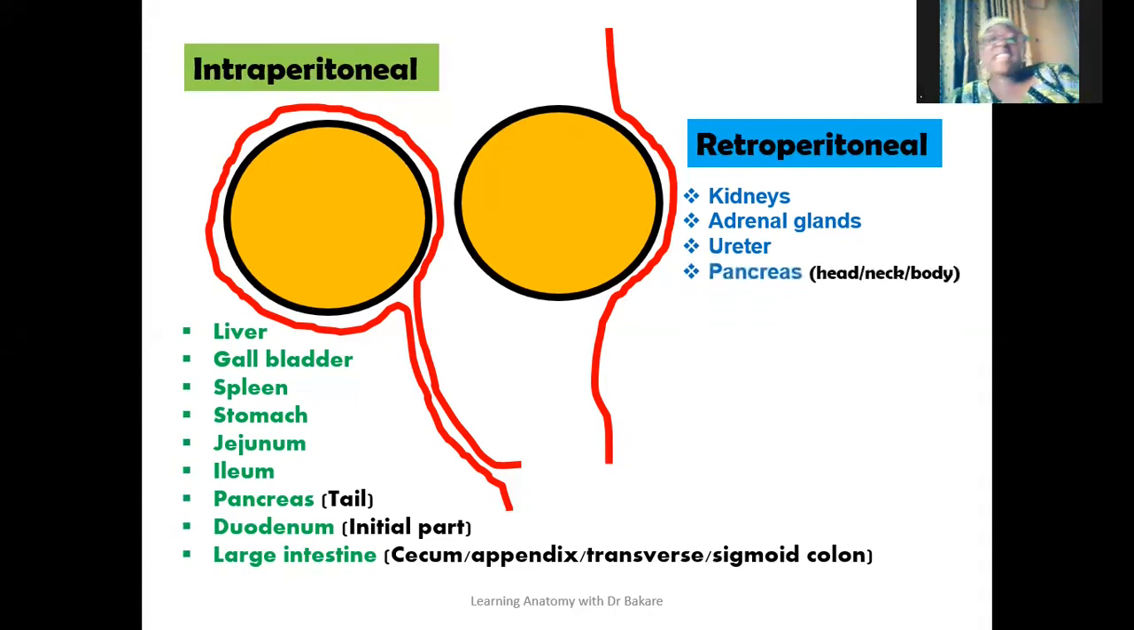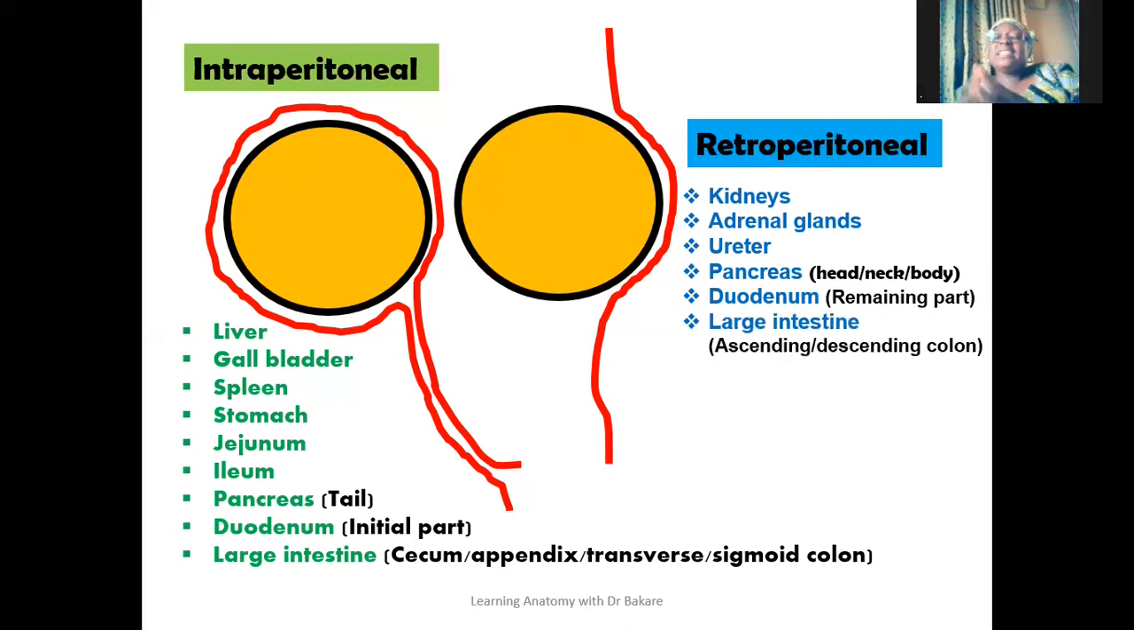Then we have the pancreas. Remember, we talked about organs not being entirely either retroperitoneal or intraperitoneal. We said that the tail region of the pancreas is intraperitoneal. That means the head, the neck, and the body of the pancreas are of retroperitoneal presentation. Then also the duodenum. We also said that the initial 2 centimeters, which is the duodenal cap, is intraperitoneal, while the remaining region of the duodenum is retroperitoneal. Then the large intestine. So the ascending and the descending colon are of retroperitoneal presentation. You can see that in this organ, some of the regions are intraperitoneal, while the others are retroperitoneal. It's also good for us to note this as students of anatomy.